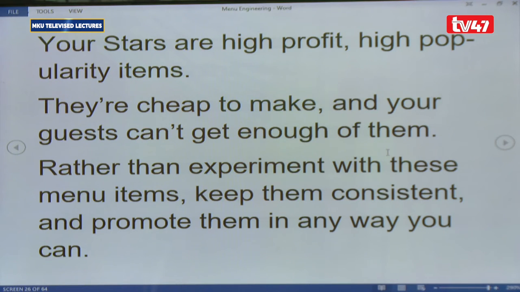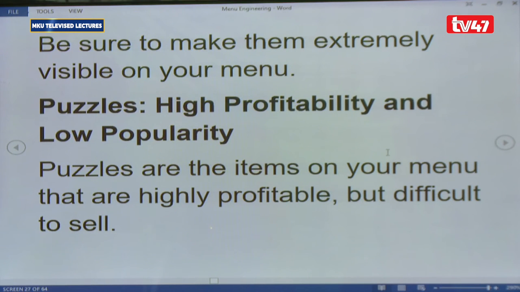and your guests can never get enough of them, so they are quite popular. With these ones, don't experiment with them. What we expect you to do is keep them consistent and promote them in any way you can to make sure they continue being profitable and popular. Be sure to make them extremely visible on your menu. When you are designing your menu card, make sure the guests are able to see them.